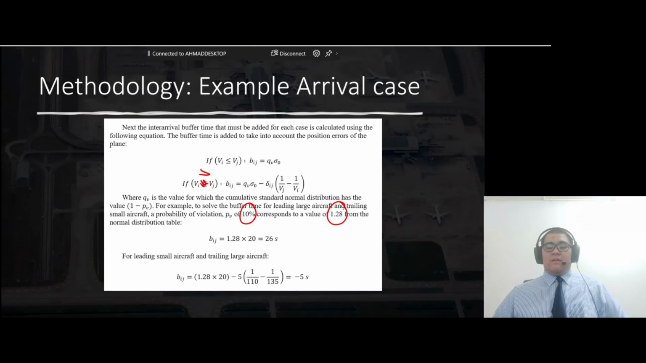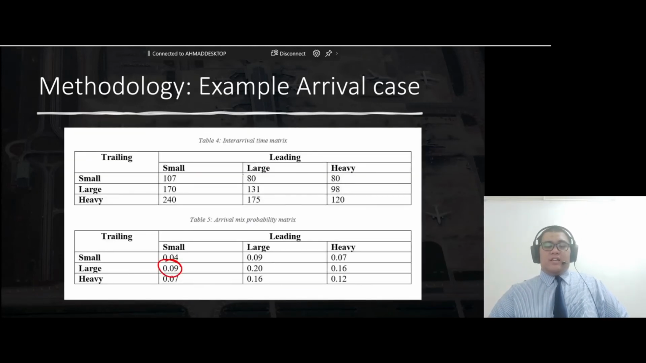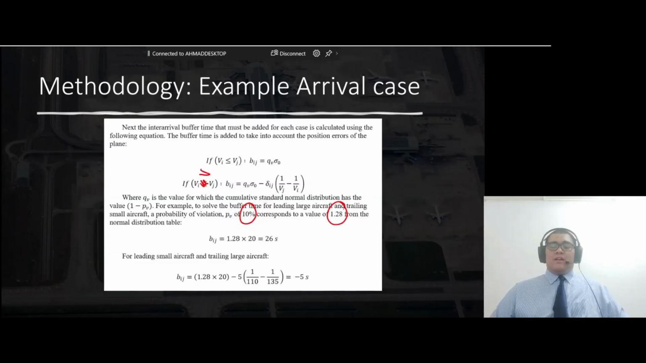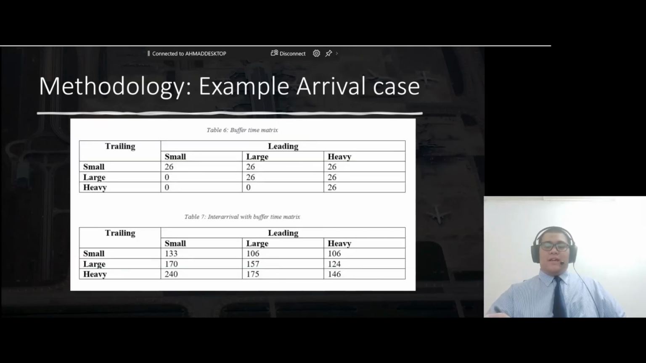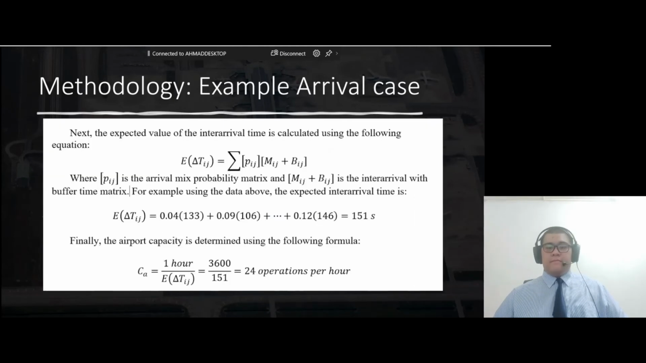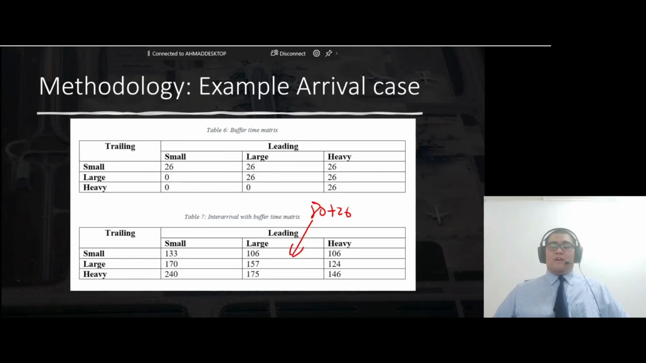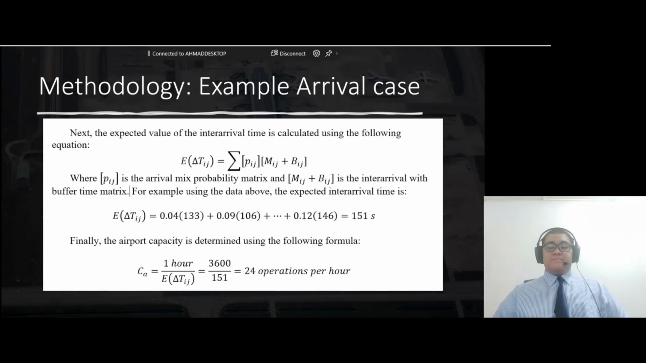matrix. So for example, for leading large and trailing small, previously we got an 80 in the inter-arrival time matrix, and we calculate the buffer time to be 26 seconds. So we simply add 80 plus 26, and that gives us 106 seconds. Next, the expected value of the inter-arrival time is calculated using the following formula, which is basically just the sum of the probability times the inter-arrival with buffer time. So we just add those together for each of the cases, and we get 151 seconds.